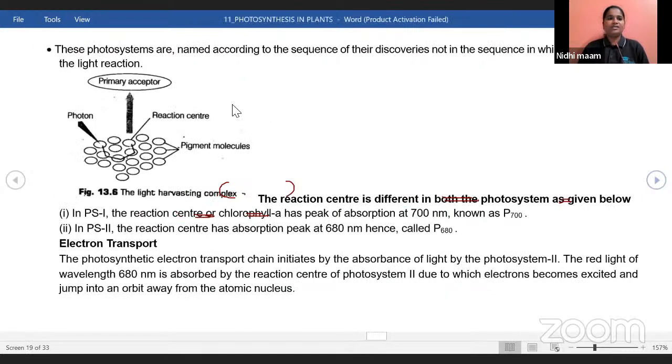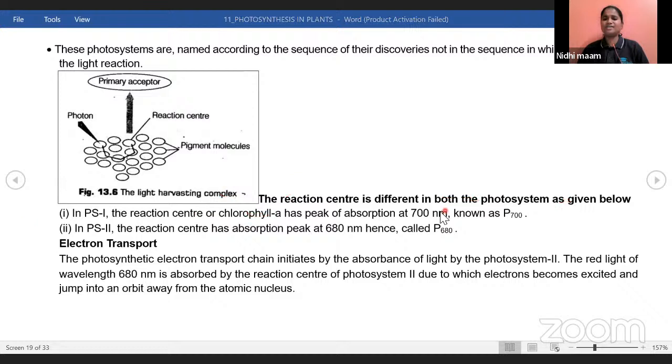Fine. So let us continue. So here, these photosystems are named according to the sequence of their discovery, not in the sequence of the light reaction. So here we can see pigment molecules are there. These pigment molecules are absorbing the sunlight in the form of photons, right? When these pigment molecules get excited, the energy will be accepted by the primary acceptor. So here you can read, the reaction center is different in both photosystems.